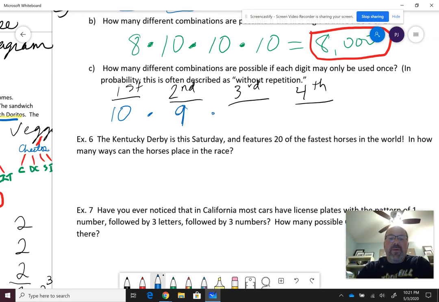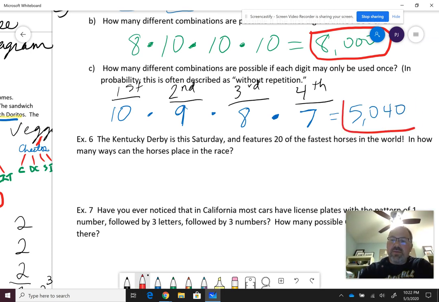All right, and the third one, we can't use the number from the first digit, from the second digit. So now there are 8 possible choices. And if you couldn't tell, for the fourth one, there's only going to be 7 possible choices. All right, so we multiply these 4 numbers together, and we end up with 5,040 possible choices.